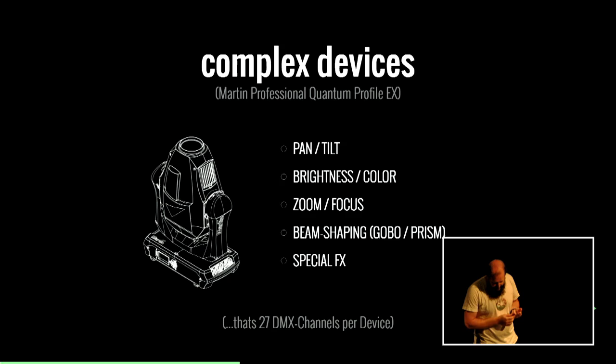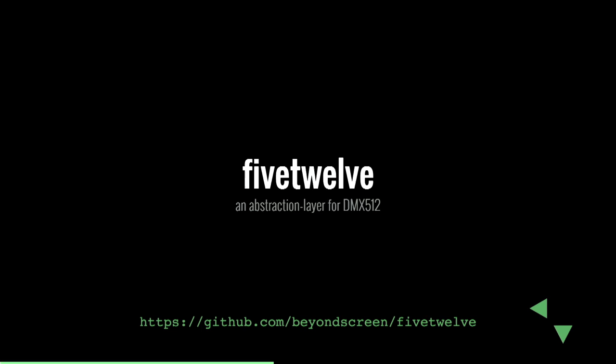Then we have configurable lenses, so I can move both lenses back and forth, so I can have parameters like zoom and focus. And then there are special beam shaping effects and a lot more stuff. So in total, there are 27 channels for each of these devices. In order to manage that, I wrote this library called 512, which I did for last year's JSConf EU, where it was first presented, which is basically just a really neat abstraction library for this DMX 512 protocol.